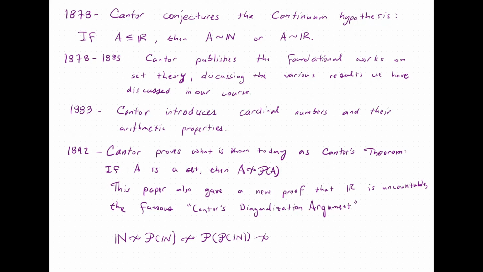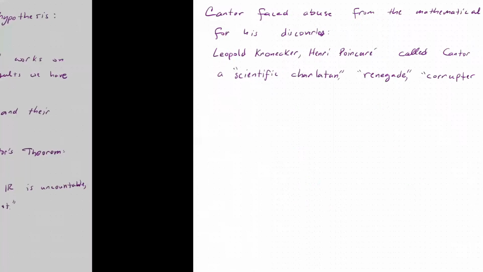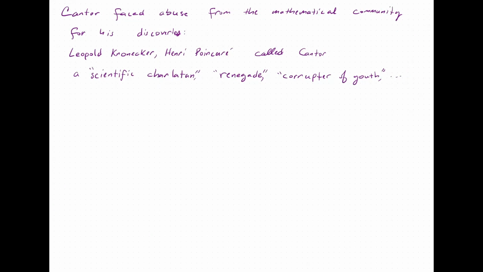And Cantor received a lot of abuse from the mathematics community for his results, because they went in the face of intuition, the same intuition that mathematicians have relied on for their arguments. As a demonstration, prominent mathematicians, Leopold Kronecker, Henri Poincaré, throughout Cantor's lifetime, repeatedly attacked Cantor publicly, going as far as calling him a scientific charlatan, renegade, corrupter of youth.